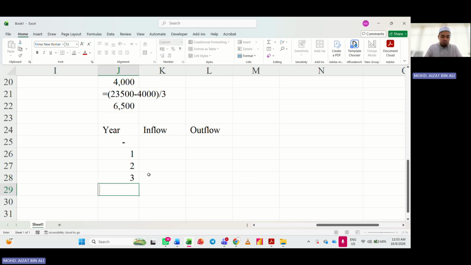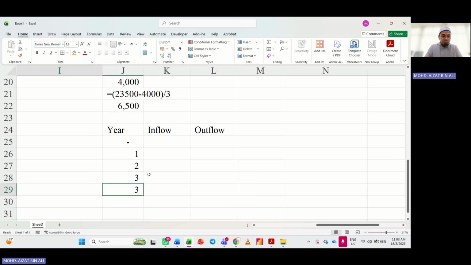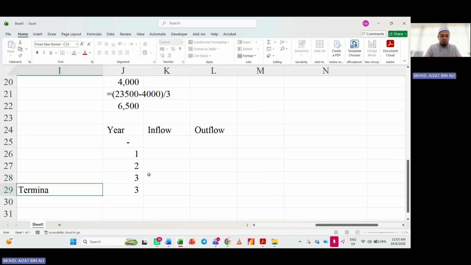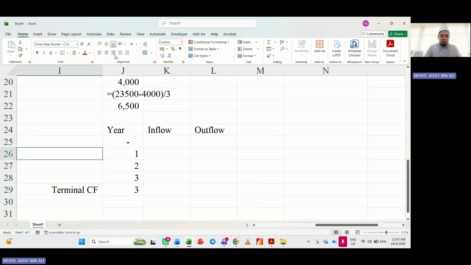And then let's do year three. This is for the terminal cash flow. Let's separate this to show you clearly. This is the operating cash flow. All these three are operating cash flow, and this is the initial cash flow.